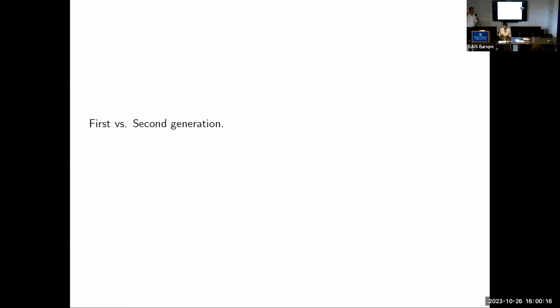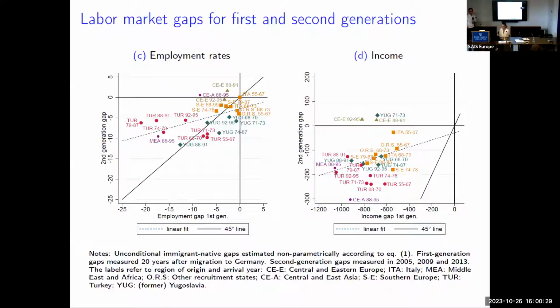So this was just giving you a very broad overview of what happened to the first generation. Let me show you very briefly what happened to the second generation. We can also, to some extent, study second generation migrants in this data. And I want to show you this plot where we compare the employment gaps for the first generation and for the second generation.